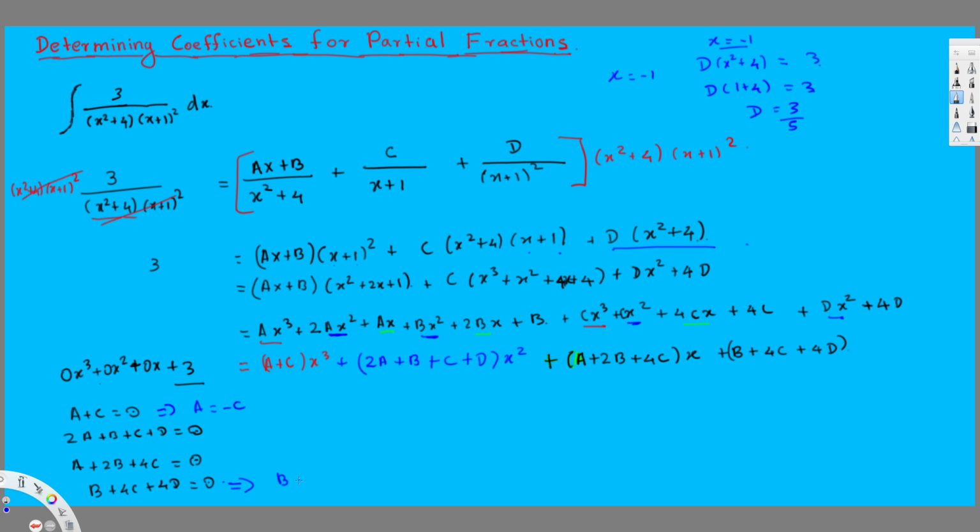b plus 4c plus 4 times this d value, that is 3 over 5, is equal to 0. Therefore I can bring this one to the other side, and that's going to give us b plus 4c is equal to minus 12 over 15, right? Minus 12 over 15. Now we have b plus 4c.